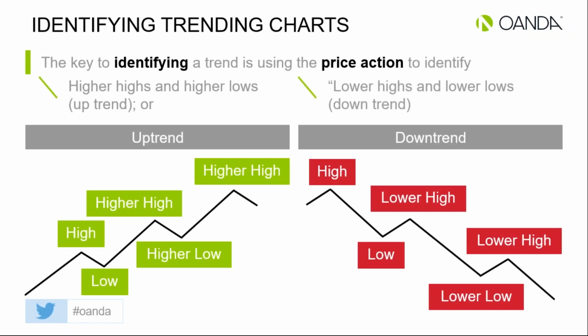So here's a refresher. Here's how you identify trends on a chart. The key to doing so is to use only price action, only the purest form of the data, to pick whether that market is trending. An uptrend means the price action is making higher highs and higher lows, whereas in the downtrend it's making lower highs and lower lows.